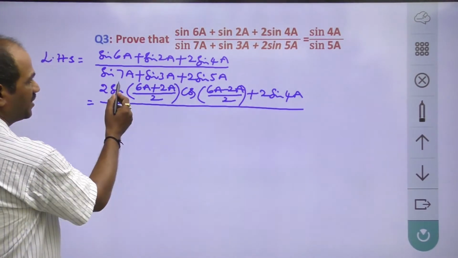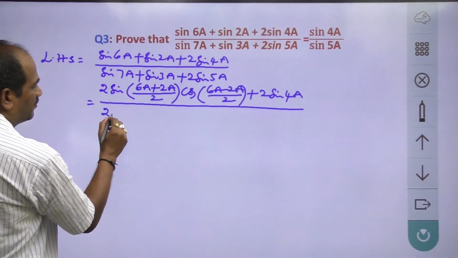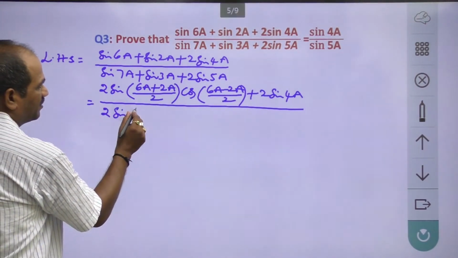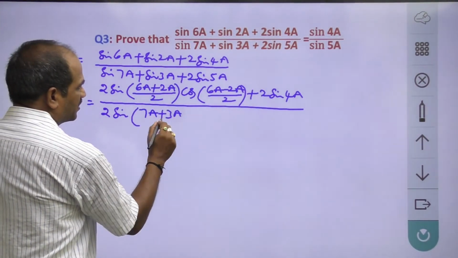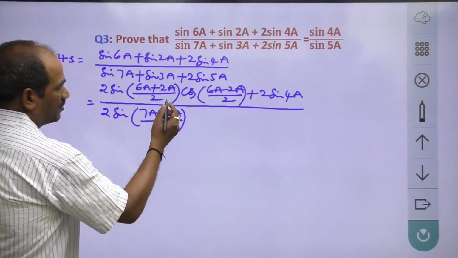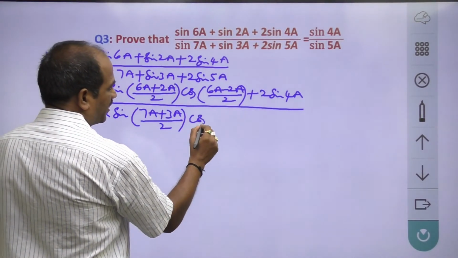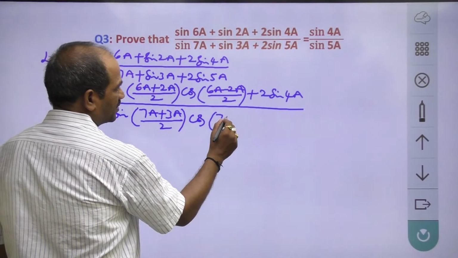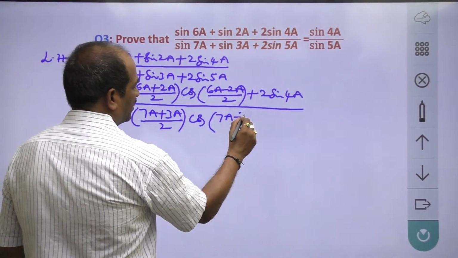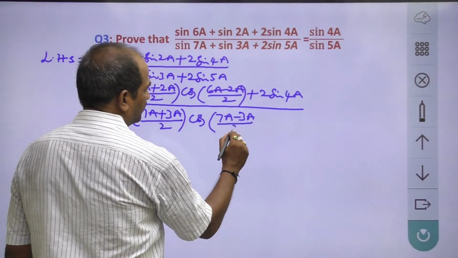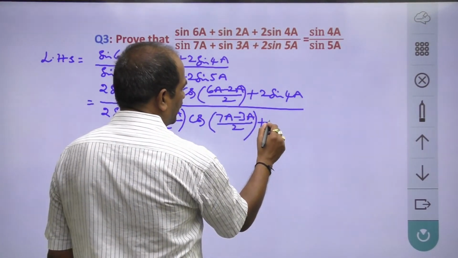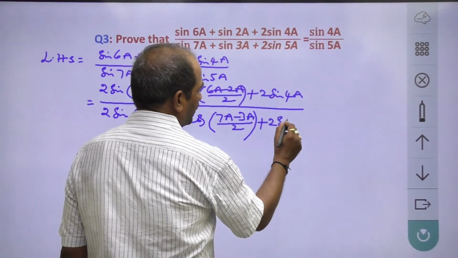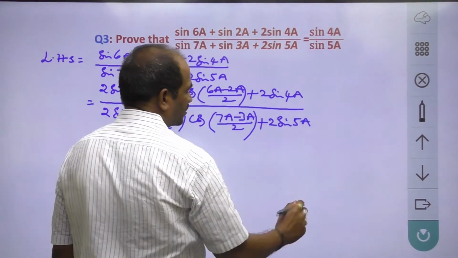Same formula, sin c plus sin d. So that is 2 into sine of (c plus d) by 2, that is (7a plus 3a) by 2, into cos of (c minus d) by 2, c minus d by 2 is (7a minus 3a) by 2. Next, plus 2 into sine of 5a.